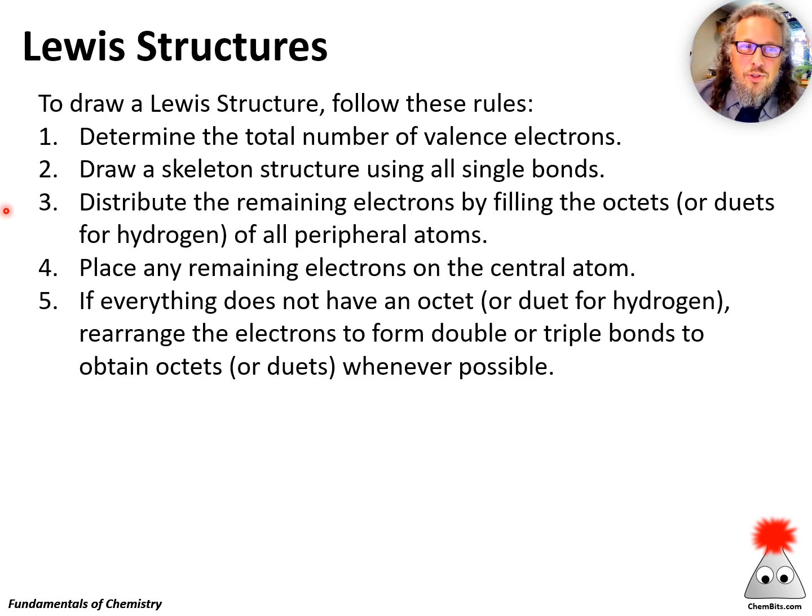One of the nice things about Lewis structures is if you are a person who really likes following a list of rules, Lewis structures follow a nice little list of rules. So let's just go through them here and then we'll see how to use them in some specific examples. So first of all, to draw a Lewis structure, number one, determine the total number of valence electrons. So think of each atom in a structure as being its own neutral atom, and how many valence electrons are there in each of those, add them all up so that we've got a total number of valence electrons to work with. Next, we're going to draw a skeleton structure using all single bonds.